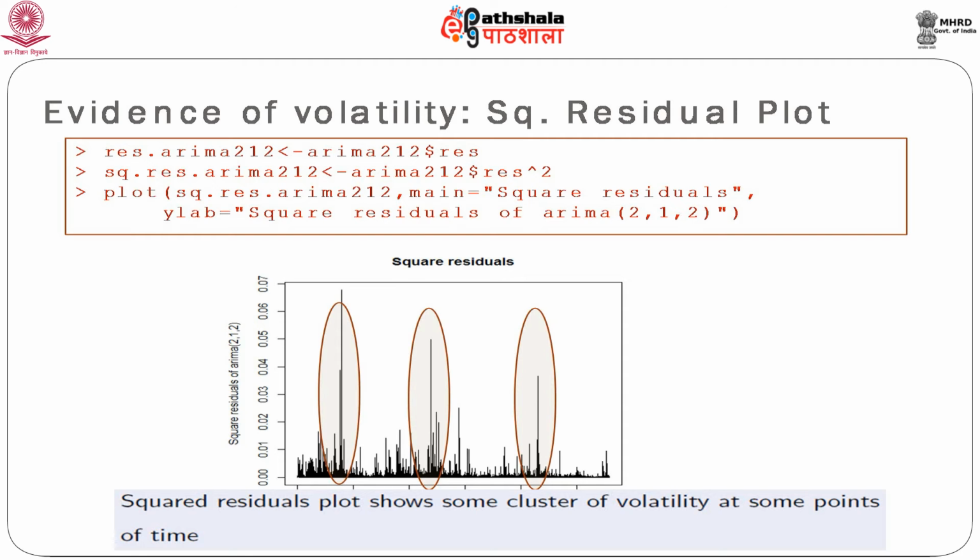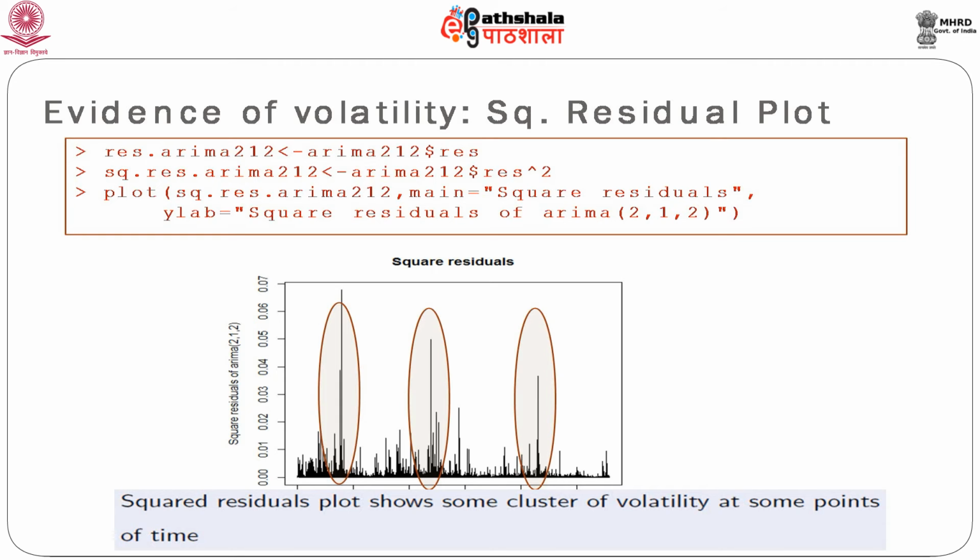And we just plotted the residual. If we plot the residual, the squared residual is passed through the plot function, and that will give you plots that look like this. If you see the plots, then clearly you can find several clusters there. The squared residual plot shows some clusters of volatility at some points of time. Especially here, these three locations are quite prominent clusters.